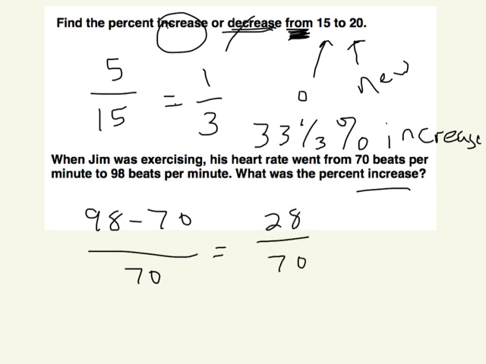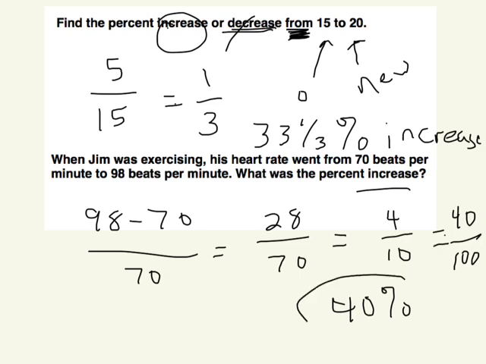Well, looking at these, both of these reduce down by 7. So if we reduce both of these by 7, that's 4 over 10, which is 40%. So the percent increase of his heart rate was 40%, another large percent increase.